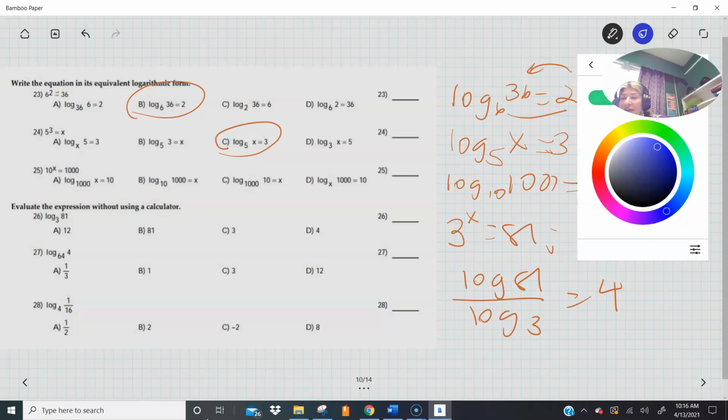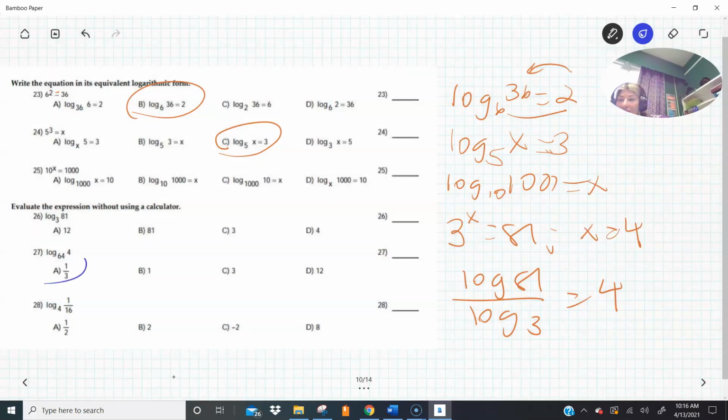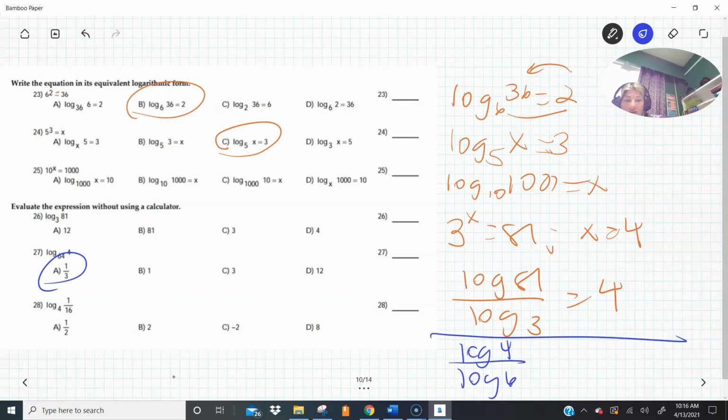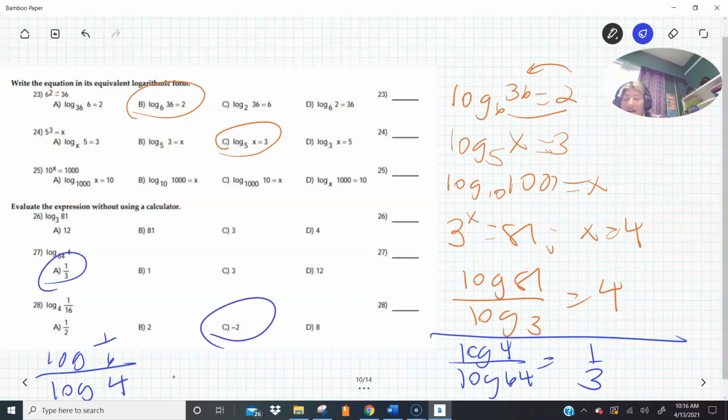You can use the change of base formula, or you could know that 4 to the third power is 64, so this must be 1/3. If you're not sure about number 27, then use that change of base formula, and it would look like this. Log of 4 divided by the log of 64 equals 1/3. And then 28 is the same way. Log of 1/16 divided by the log of 4. And for number 28, you should get C, -2.